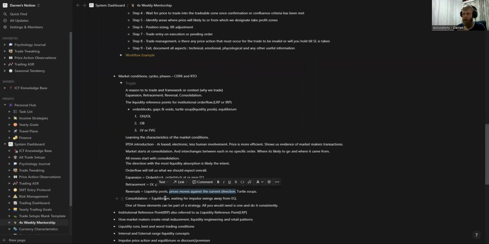So you measure 50%, and then when price moves away aggressively from an expansion out of that consolidation, that is where your equilibrium point is. Okay, so everything that I'm teaching you, just like ICT says in one of the very first things, is words.